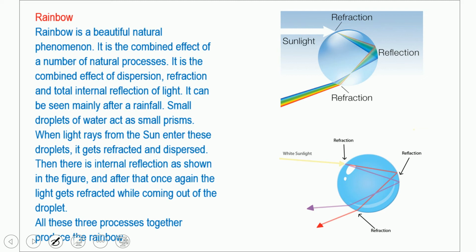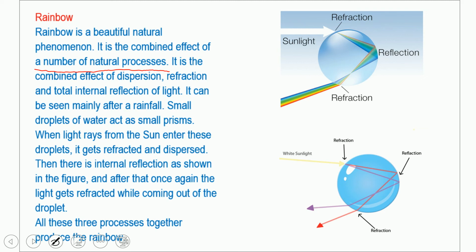This rainbow is what we are going to study. How actually it is, what is the science behind this rainbow, that is what we are going to study here. Here it is the combined effect of many natural processes. That is why refraction is there, then internal reflection is there.